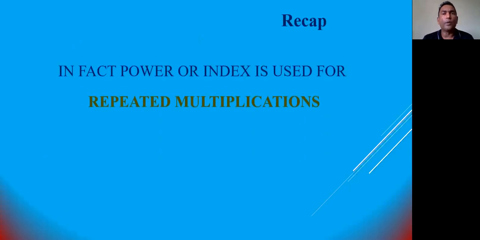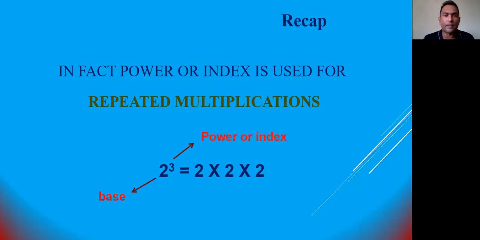In fact, power or index is used for repeated multiplication. For example, 2 power 3 equals 2 times 2 times 2. The 2 is the base and the 3 is the power or index. The base is repeated 3 times here because the power is 3. So the base is repeated the number of times the power is.